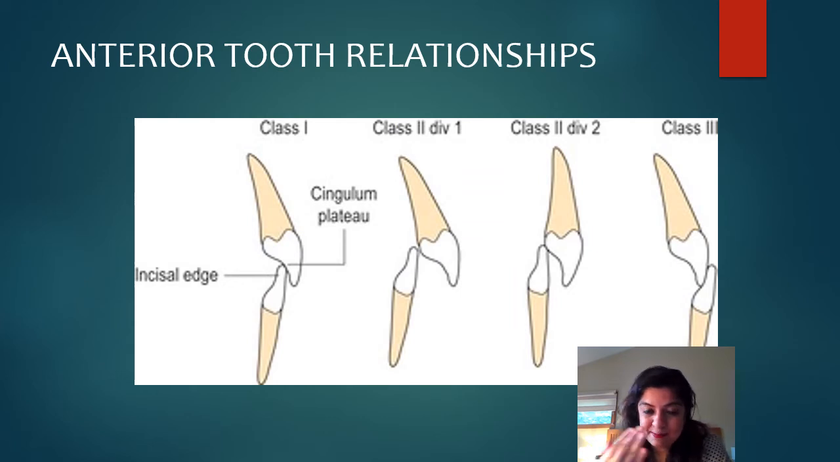Now, what is happening in the front? As I said, imagine the upper jaw moving forward and backward, but what is happening with the front teeth?